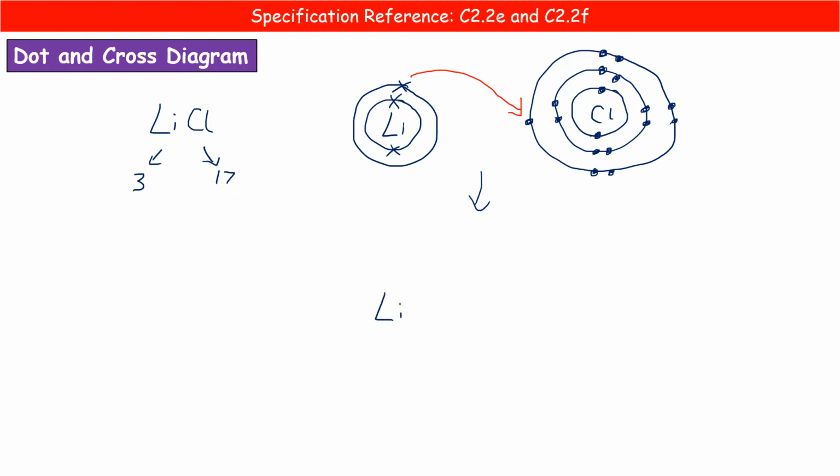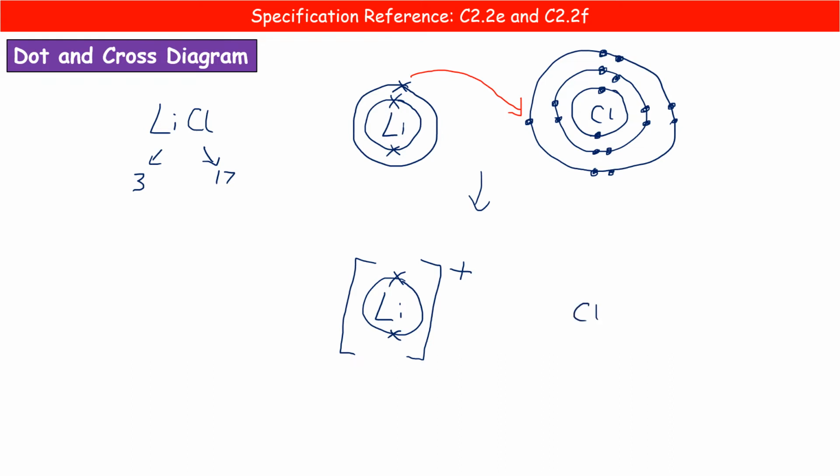So lithium first of all, we still have our 2 electrons on the first shell, but because that electron has moved, we don't draw that. So we then put it into these lovely square brackets and we write the charge, which is single positive. Lost 1 electron, single positive charge.